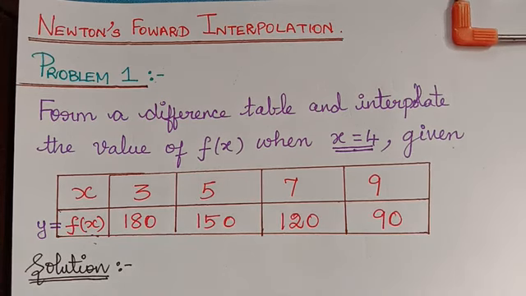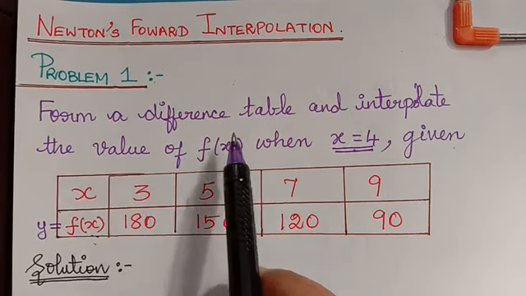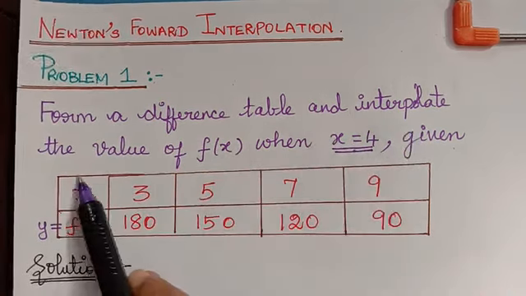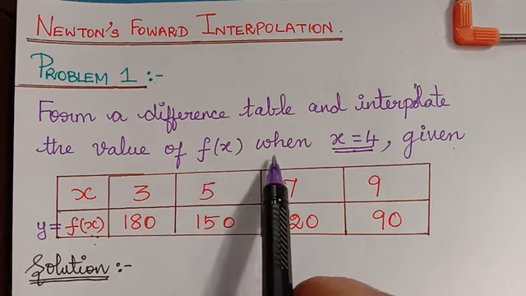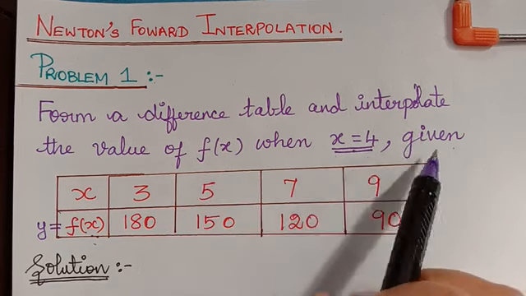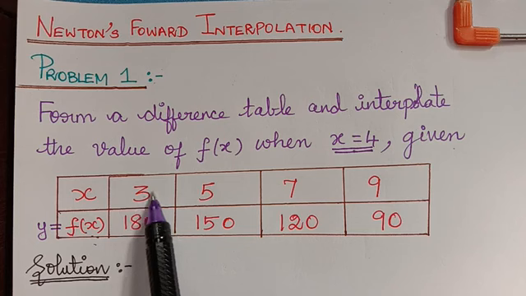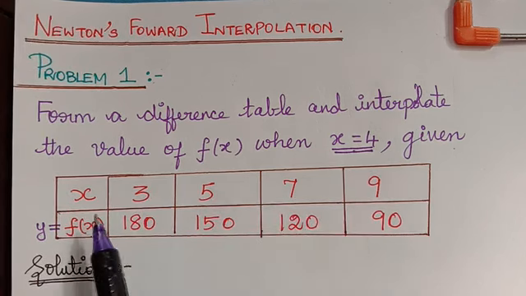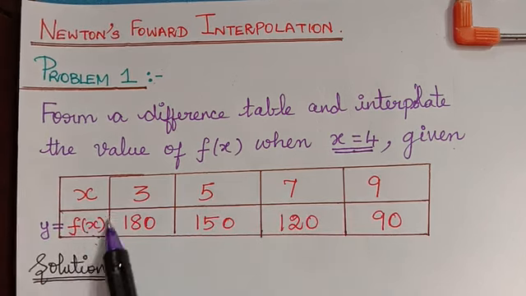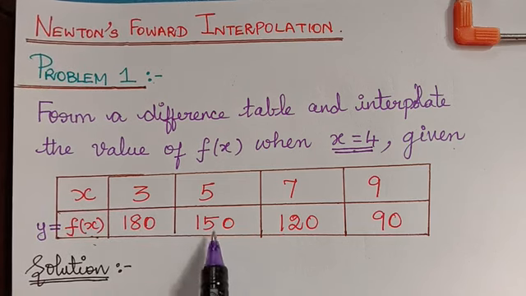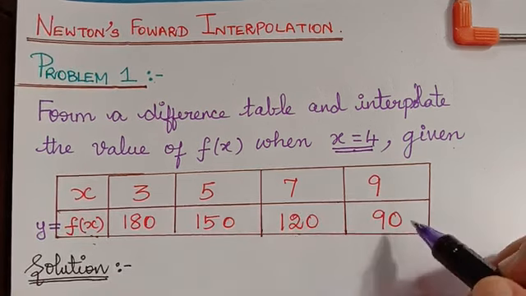Hello students, in our previous video we saw the introduction of interpolation, where we learnt the formula for Newton's forward interpolation. Now here we are going to deal with a problem on it. The question is, form a difference table and interpolate the value of f(x) when x is equal to 4. Given the values of x are 3, 5, 7 and 9, and the corresponding values of y, which is f(x), are 180, 150, 120 and 90.